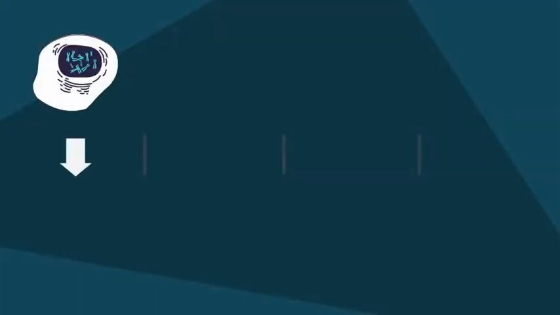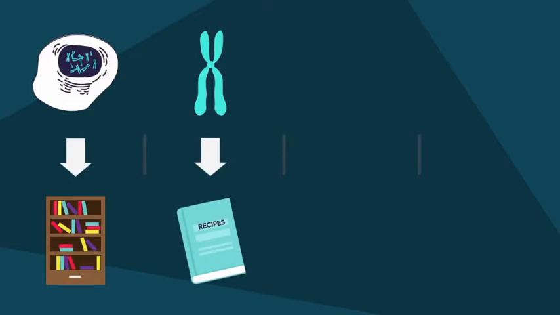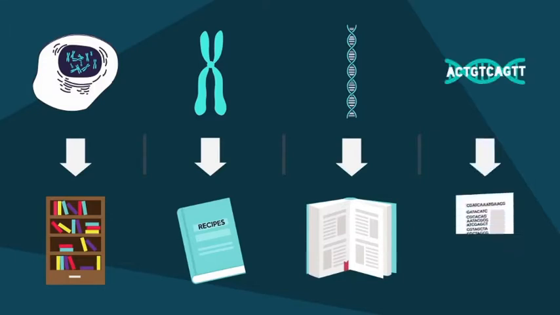Now, an easy way to remember this is that every cell has its own library of information, of recipe books, and every chromosome is a recipe book. And every gene on those chromosomes are like the recipes inside of a book, whereas the nucleotides are like the letters on the pages of the recipes.